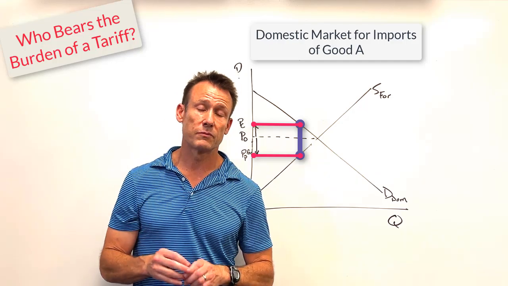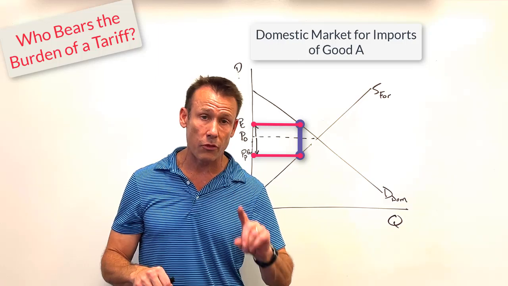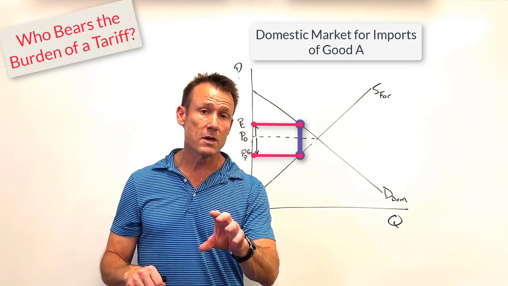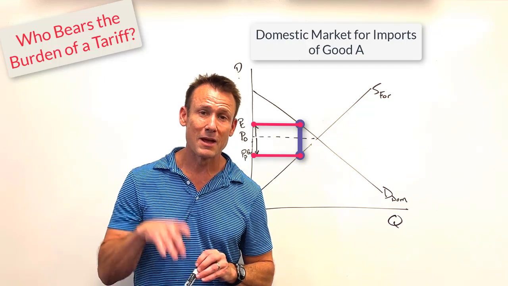So tariffs actually get split between three groups, and they do get split between all three groups. Maybe not equally, but some of that burden is going to fall on all three groups. We can rest assured. Hope that makes sense to you.